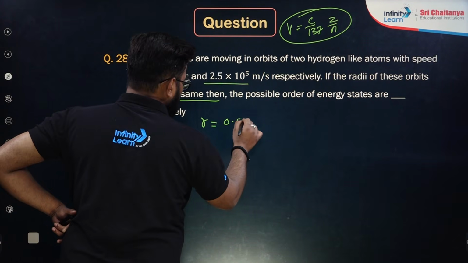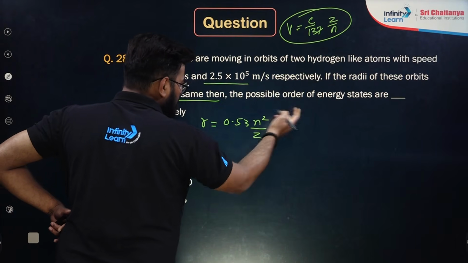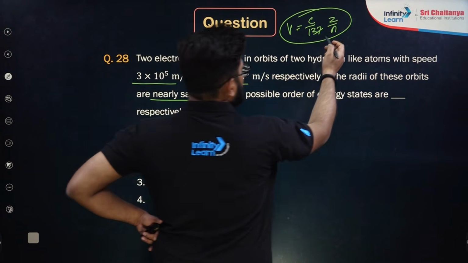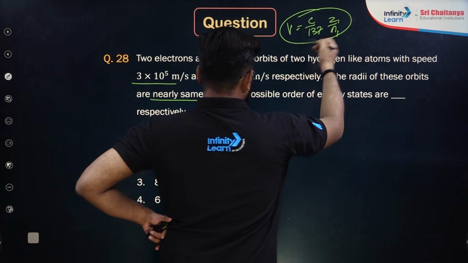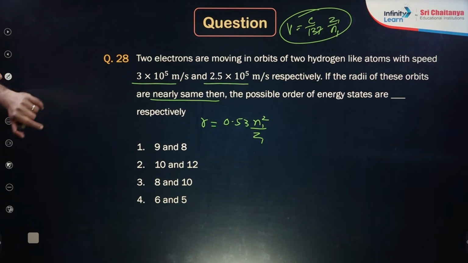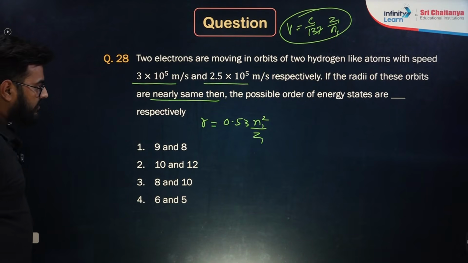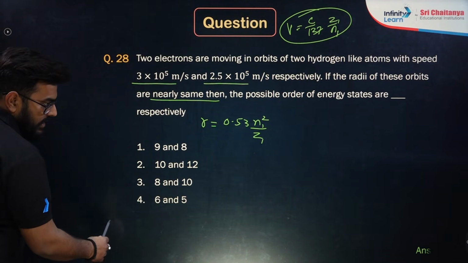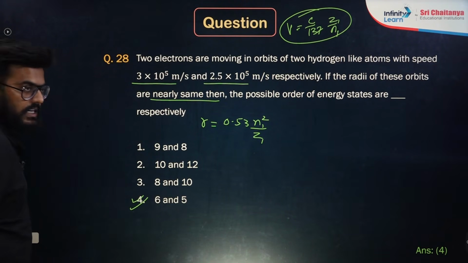The radius is the same, 0.53 n²/z. So this is the same for both of them, and the n and the z are going to be different. So n1²/z1² equals n2²/z2², and the ratio of z1 to z2 is given. So based on that, you can find out the value of n1 to n2. It will be option number 4, which is 6 and 5.